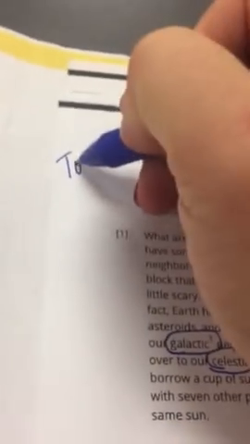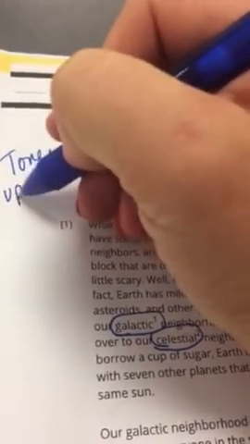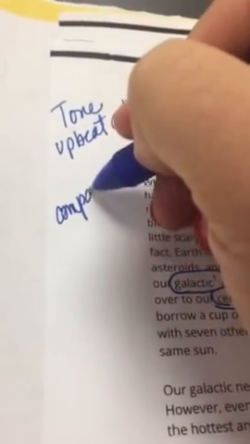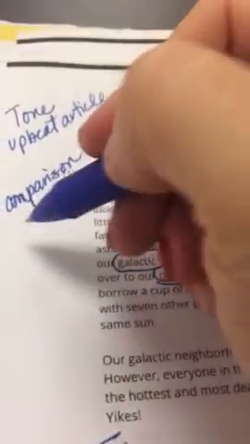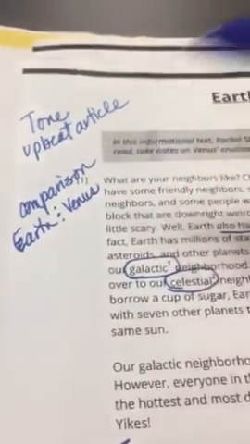So, I hope that you can tell from the tone so far that this is supposed to be an upbeat article, that they are making a comparison. And remember, how do I analyze a text? You can make comparisons. There it is on the bottom. We're making comparisons here between Earth, I better capitalize that, and Venus. So that's our comparison.